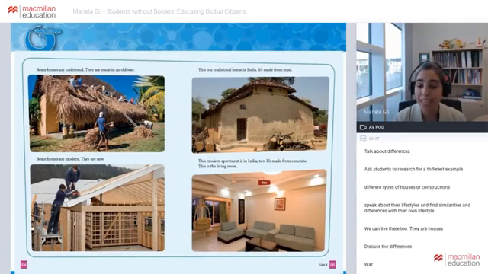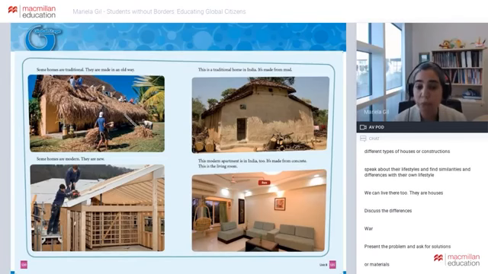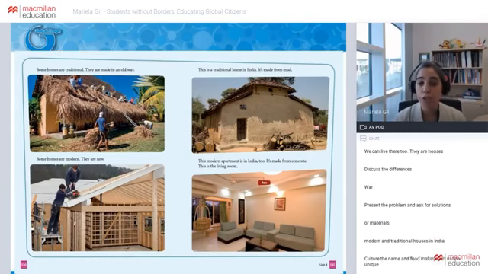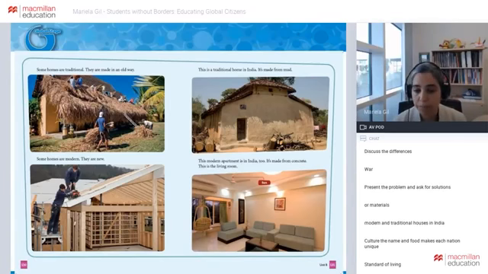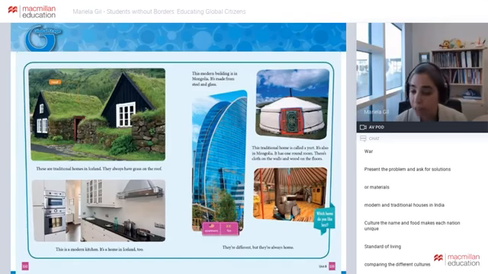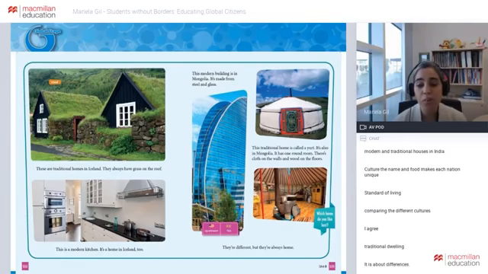This is a traditional home in India. It's made from mud. This modern apartment is in India too. It's made from concrete. This is the living room. So now we have shown a traditional and a modern home in India. Let's see what happens on the next page. These are traditional homes in Iceland. They always have grass on the roof. This is a modern kitchen. It's a home in Iceland too.